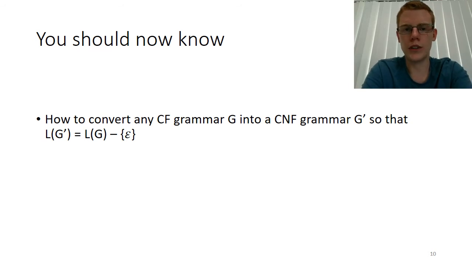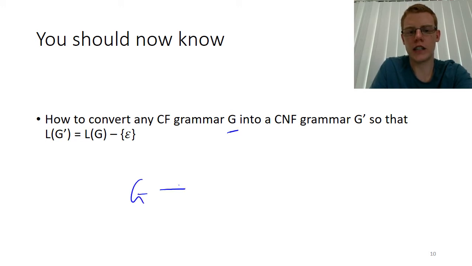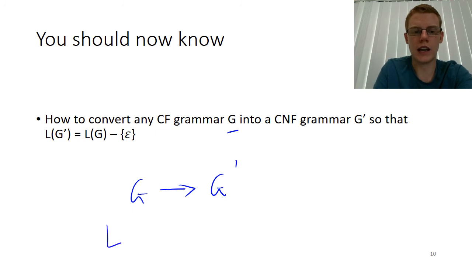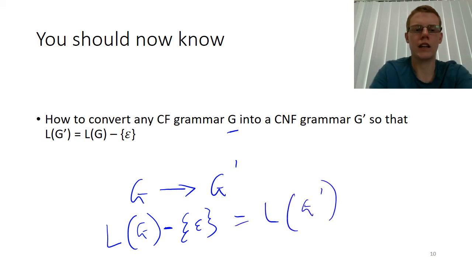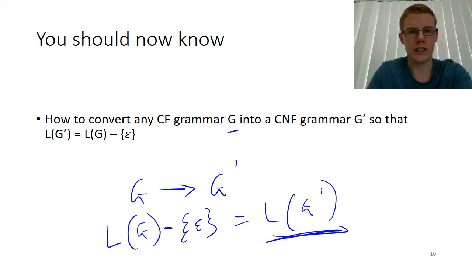So at this point, you should be able to take any arbitrary context-free grammar, G, and turn it into a new grammar, G prime, such that the original language, except for only the empty string, is produced by this new grammar. And that grammar is in Chomsky normal form.